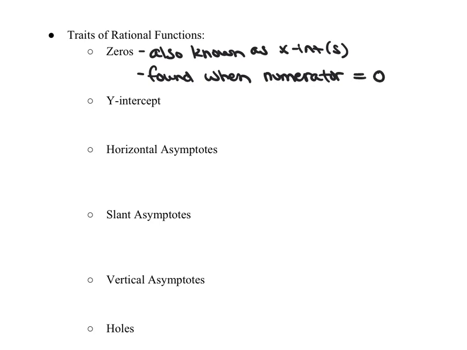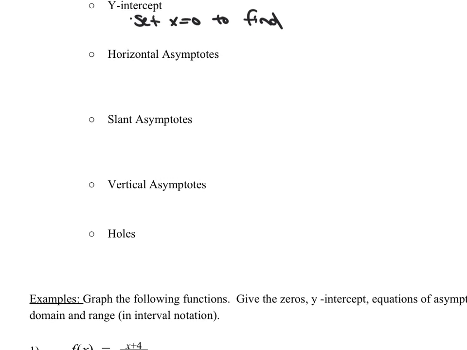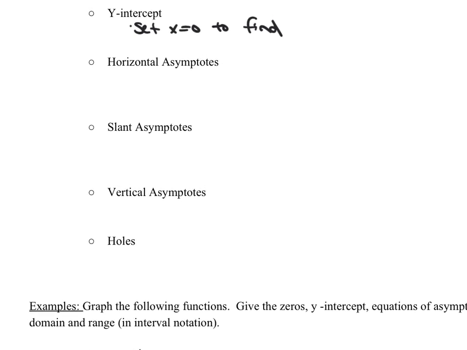The y-intercept, as always, is the point where the function crosses the y-axis. And just like always, we set x equal to 0 to find it. But now we have some really interesting things that happen with horizontal asymptotes and vertical and slant asymptotes. So let's take a look real quickly. I'm going to scroll down. All right, and we're ready to go now.